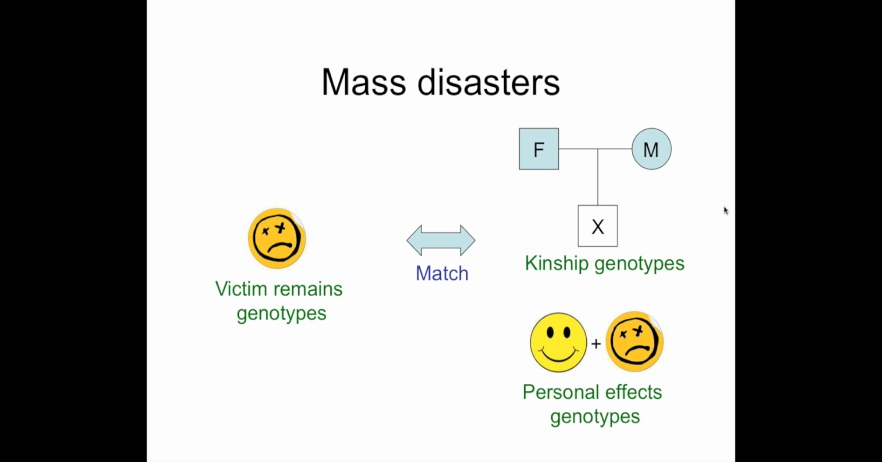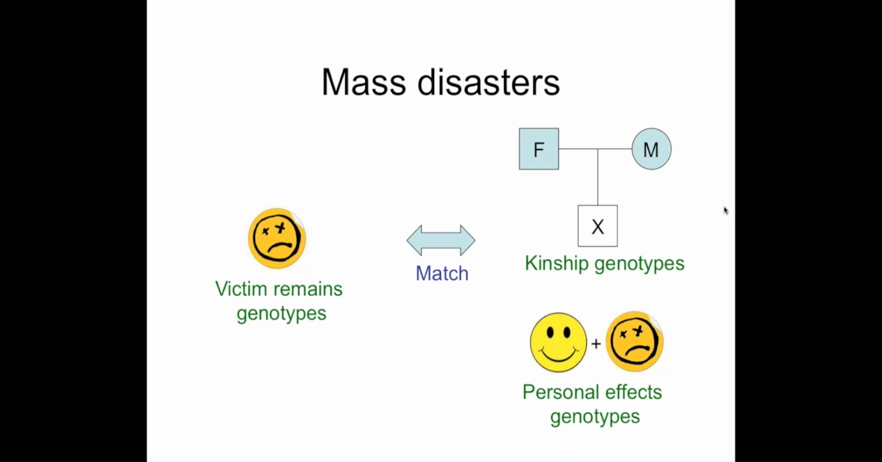This type of genotype database can also be used for mass disasters, where there are victim remains genotypes. They're typically single source, so one doesn't have to make a Solomonic decision about what to do with mixtures from victim remains. And on the right side, comparisons can be made with kinship inferred genotypes from known family members shown on the top, or with genotypes from personal effects from a missing person.